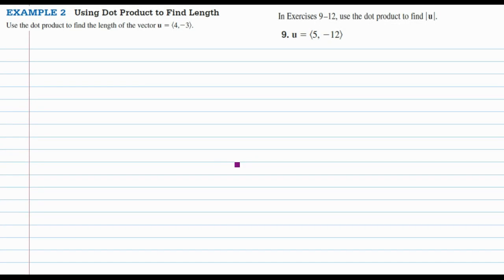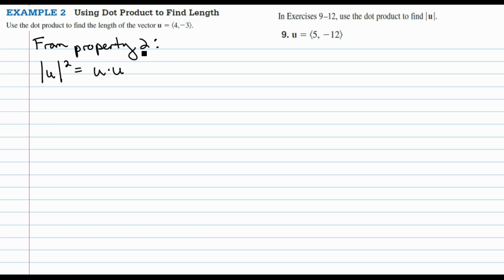This is the screencast for section 6.2, example 2. We're going to use the dot product to find length or magnitude. Now in the screencast for example 1, I said that property 2, we were going to explore that a little bit more. So let's start out with property 2, and we're going to use the dot product to find the length of the vector u by using property 2.